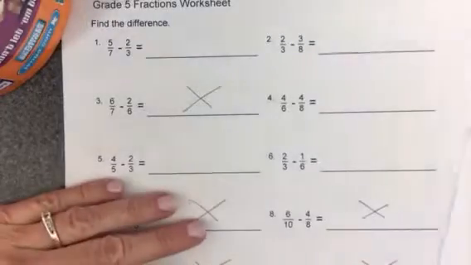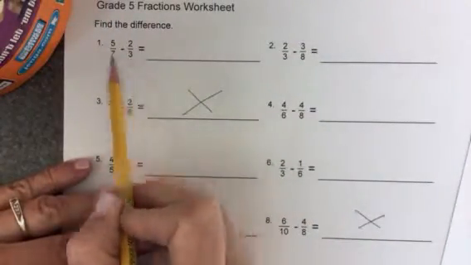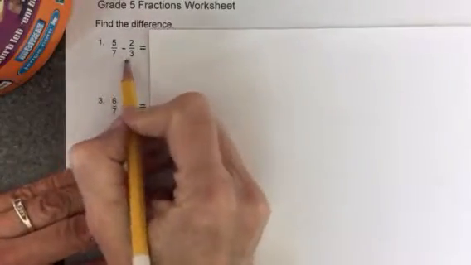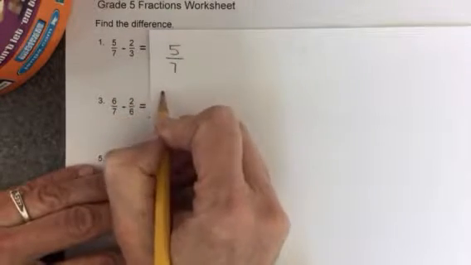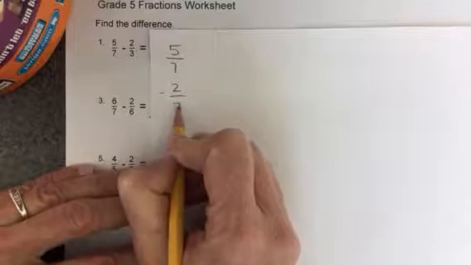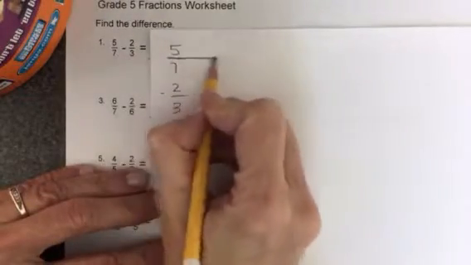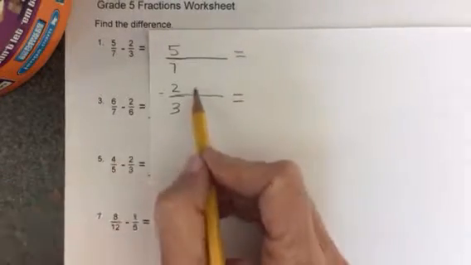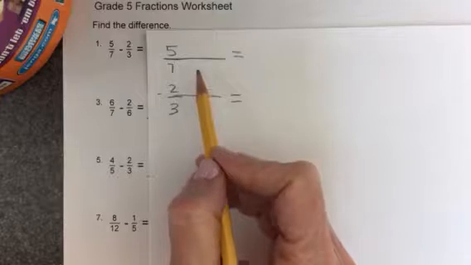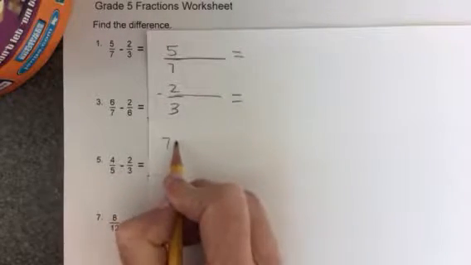All right, number one. We have 5/7 minus 2/3. Now the first thing that I'm going to do when I have unlike fractions is write the expression here in a column. So I have 5/7 minus 2/3. Now I'm going to extend my fraction bar, and I need to think here of what my common denominator will be. So I'm going to do multiples of 7.